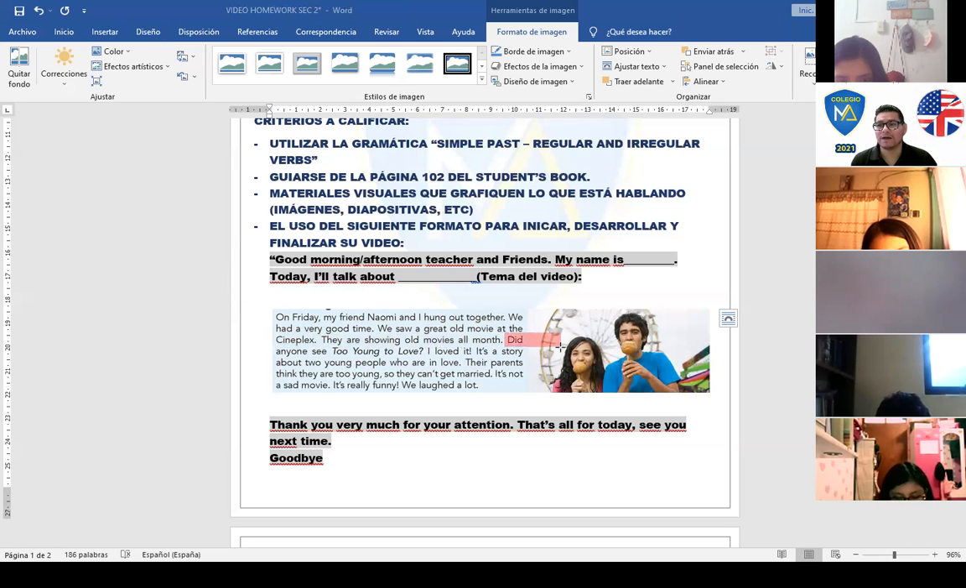Y bueno, aquí empezarás a hablar acerca de esa película, ¿no? Did you see Too Young to Love or did you see Avengers? I love it, ¿no? Aquí mencionas de qué trata la película. It's a story about two young people who are in love. Their parents think they're too young so they can't get married. It's not a sad movie. It's really funny. We laugh a lot, ¿no?